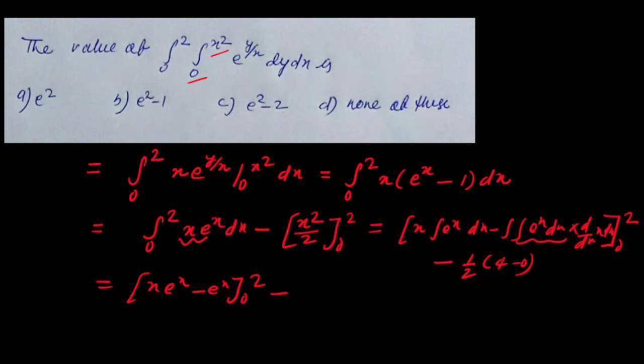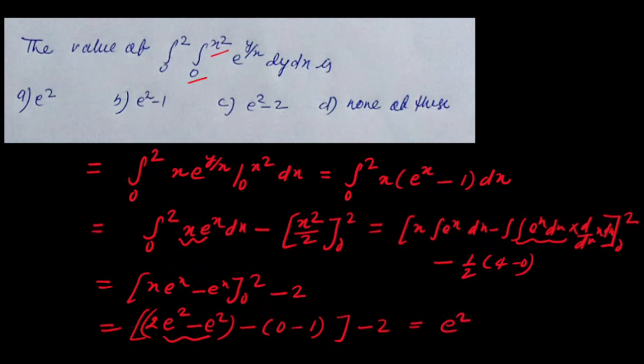Limit is 0 to 2 minus 2. So if I put the limit here, 2 e to the power 2 minus e to the power 2, upper limit, and if I put the lower limit, 0 into e to the power 0, that is 0, minus e to the power 0, that is 1, and this is this big bracket, and minus 2. So what I will get, 2e square minus e square is e square, and plus 1 and minus 2. So I will get e square minus 1. So do we have the option? Yeah, e square minus 1.